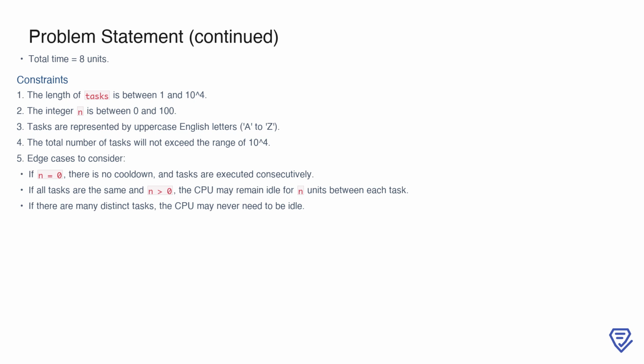A few edge cases to note include scenarios where n is 0, meaning there's no cooldown and tasks can be executed consecutively. On the other hand, if all tasks are the same and n is greater than 0, the CPU will be forced to remain idle between executions. Lastly, if there are many distinct tasks, the CPU might never need to be idle since it can always execute a different task while waiting for the cooldown of others. These considerations will help you design an efficient solution.